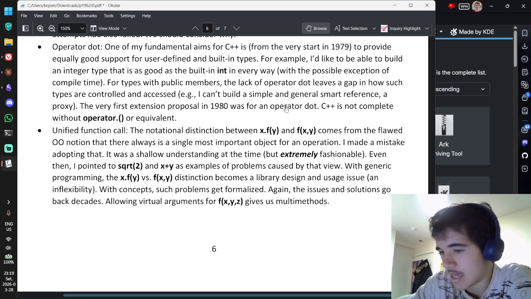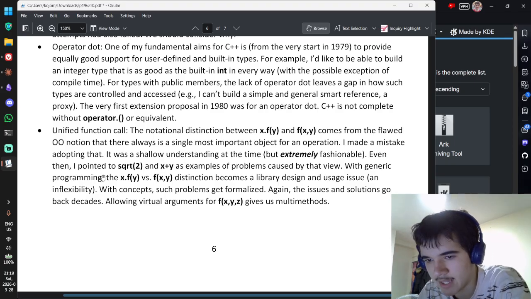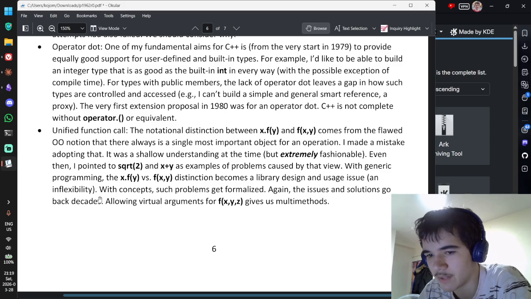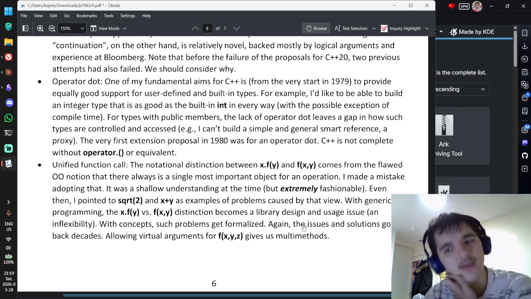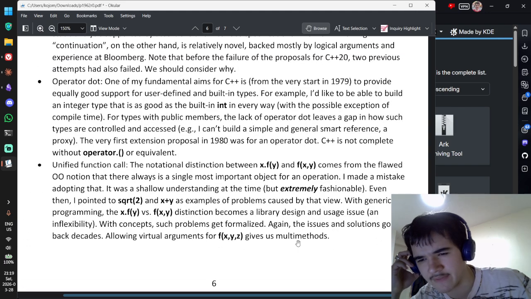Even then, I pointed to square root of 2 and x s y as examples of problems caused by that view. With generic programming, the distinction between a library design and usage issue. With concepts, such problems get normalized. Again, the issues and solutions go back decades. Allowing virtual arguments for x of x, y, z gives us multi-methods. Okay, I don't really understand that. I want to know more about what he means.